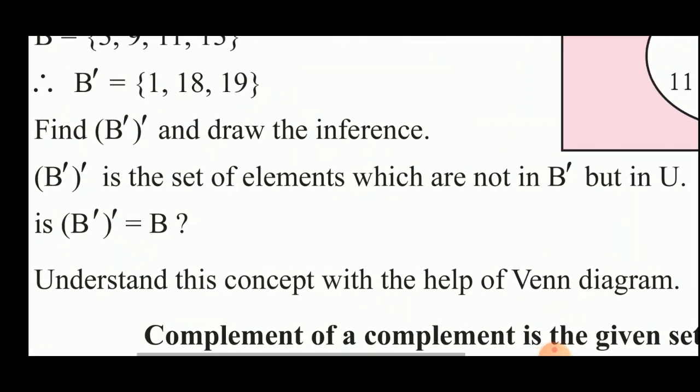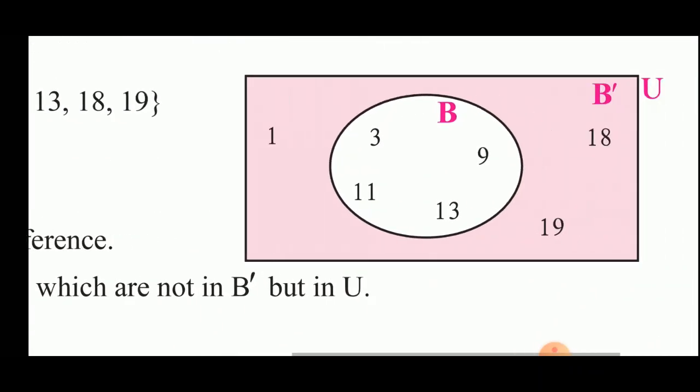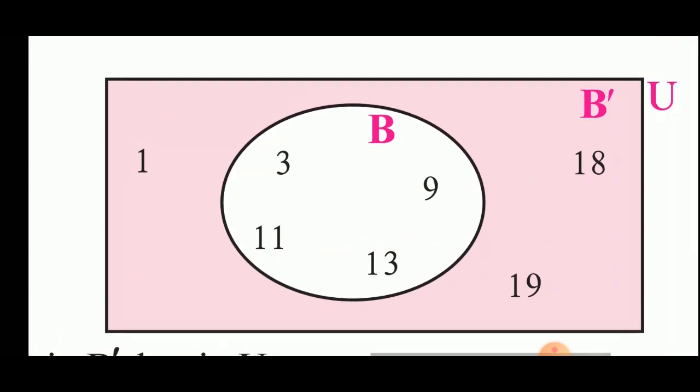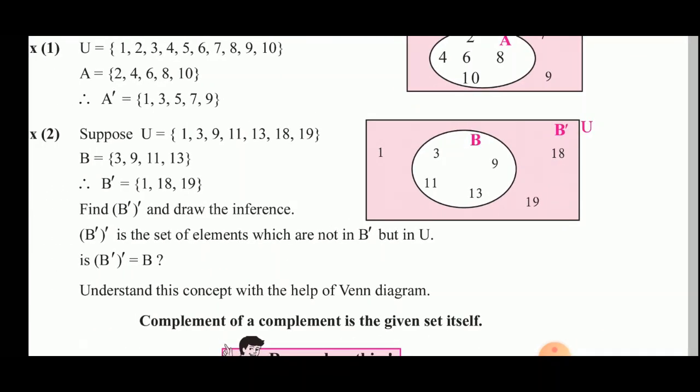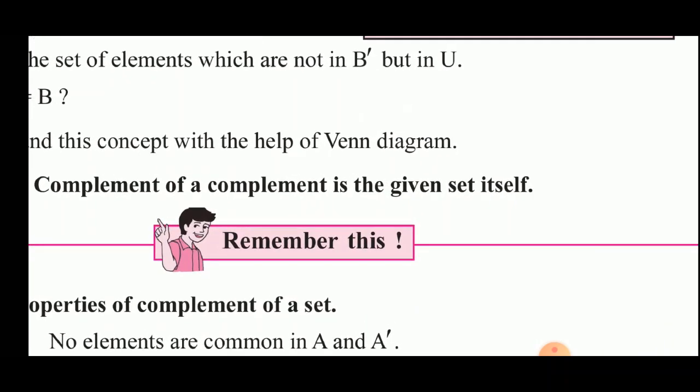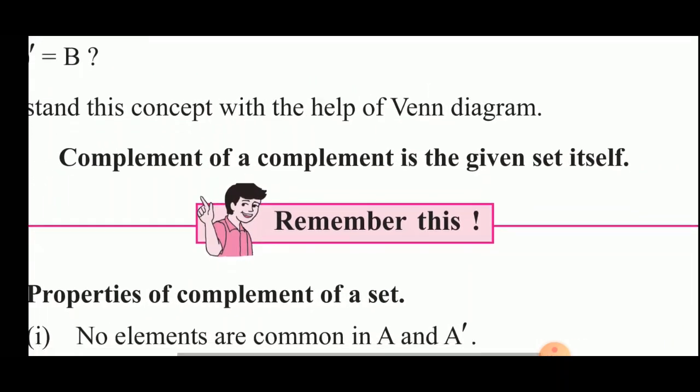Let us understand this with the help of a Venn diagram. This is the set B. Set B has the elements 3, 9, 11, 13. Now the remaining elements of the universal set will come outside B. So this shaded portion represents B dash, and this is the universal set. Thus we say that the complement of the complement is the given set itself.